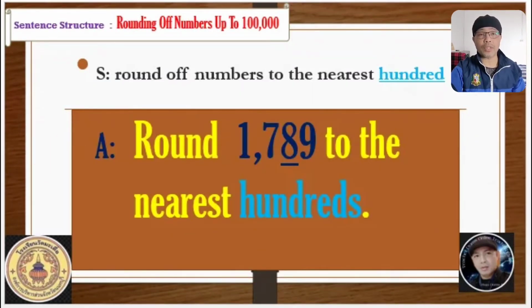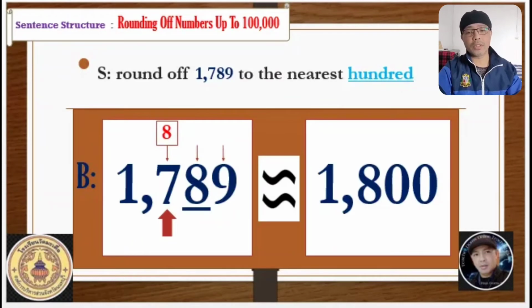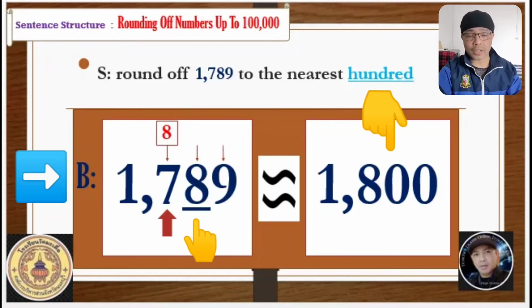Round 1,789 to the nearest hundreds. So look at the number next to 7, it is 8, so it is a strong number. 7 becomes 8, and the rest of the numbers become 0. So the answer is 1,789 approximately rounded to the nearest 100, it becomes 1,800.